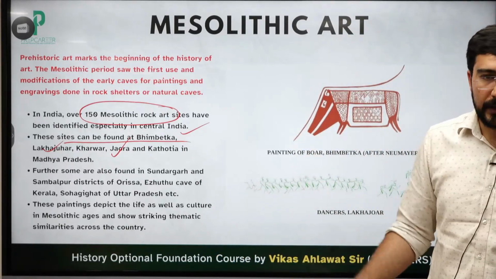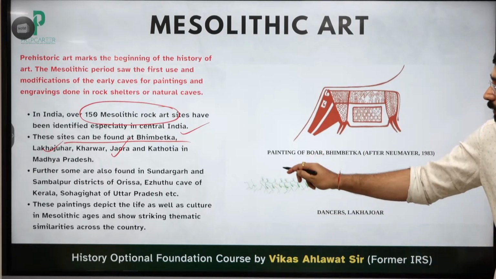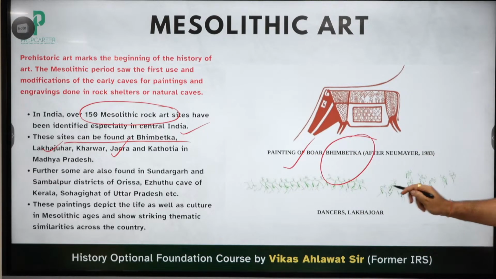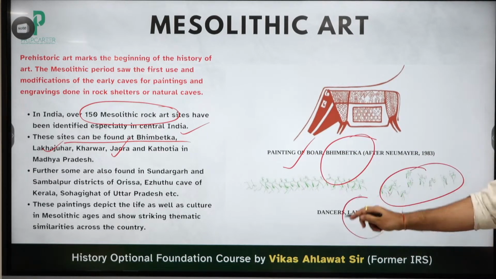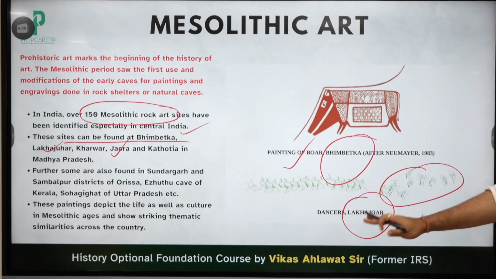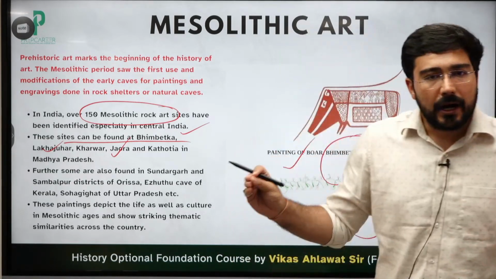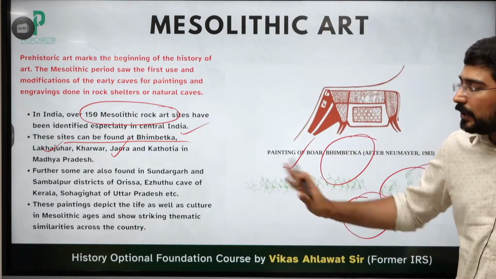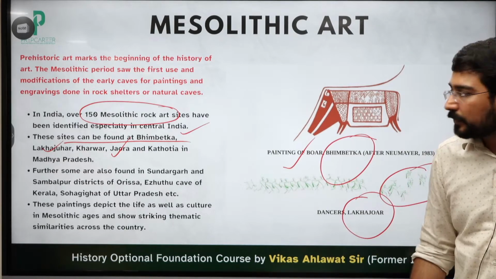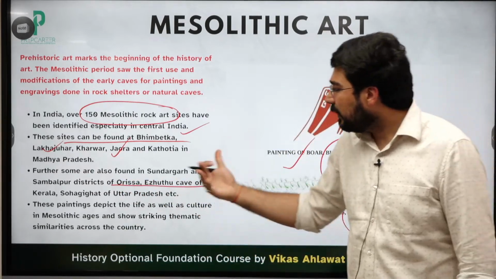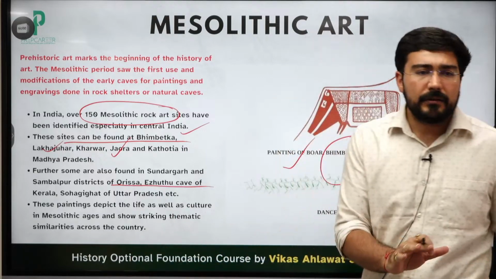Otherwise, how will you write the example? Like if you're talking about the painting of boar, you can remember Bhimbetka. But if you're writing about dances, you have to mention Lakhajuar, because this painting we have specifically found from this area. So you have to remember at least 4 or 5 sites for the sake of writing a different answer. Otherwise, you will just write generally. These are the various themes. We also found these sites in Odisha as well as Uttar Pradesh as well as Kerala, different places.